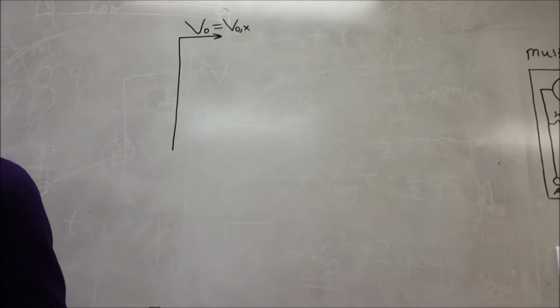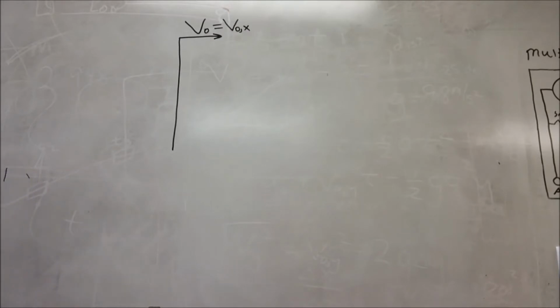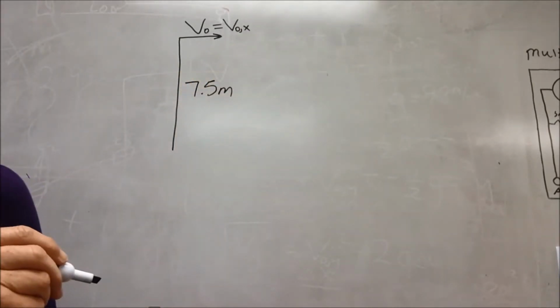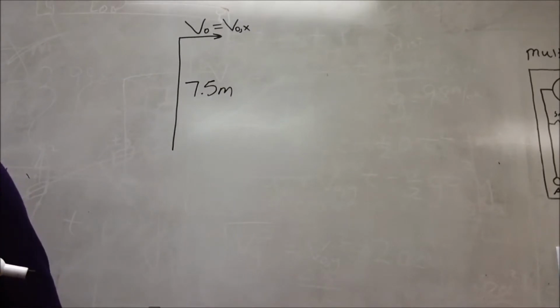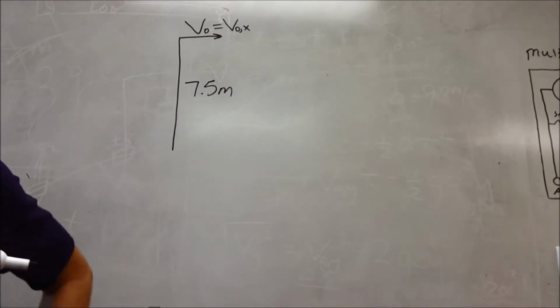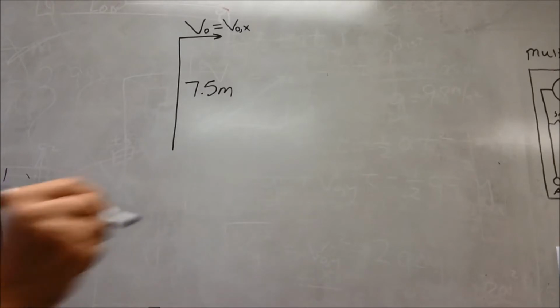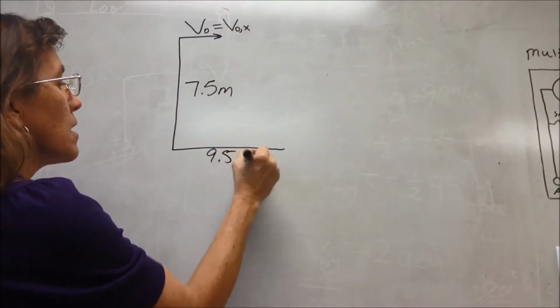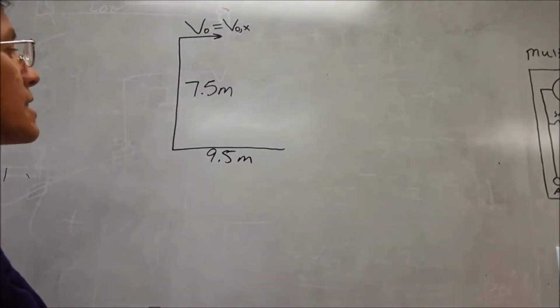And the problem reads, a ball is thrown horizontally from a roof of a building 7.5 meters tall, and it lands 9.5 meters from the base of the building. And so the question that the problem asks is, what is that initial velocity?